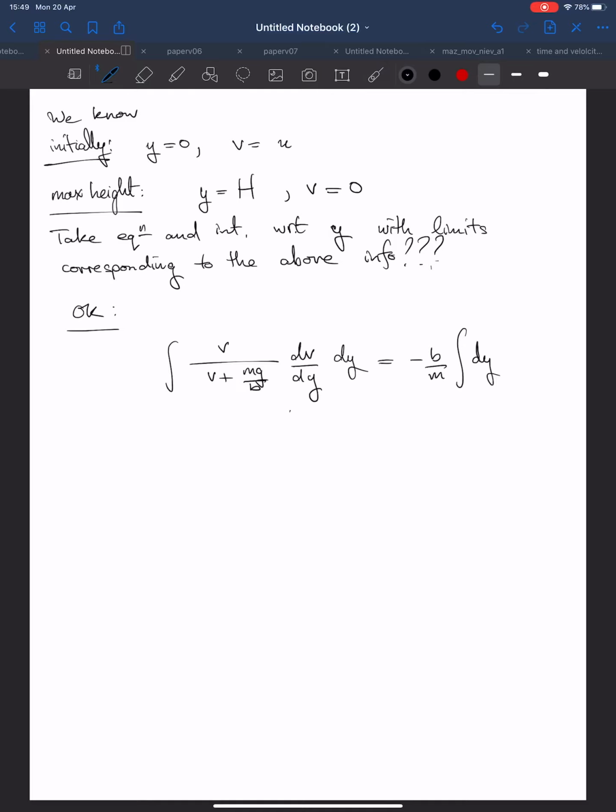Now, I did promise some limits. So the height extends from 0 to capital H. Now, I'm going to use the chain rule and make a change of variable. This gives us dv, an integral with respect to dv. So switch limits now to those in terms of v.